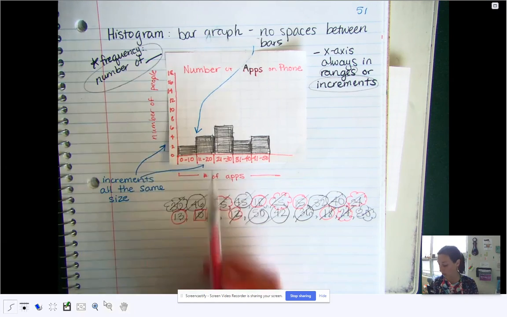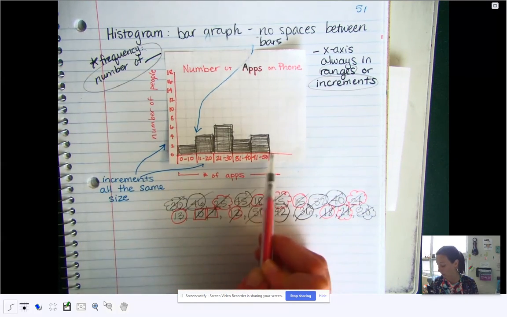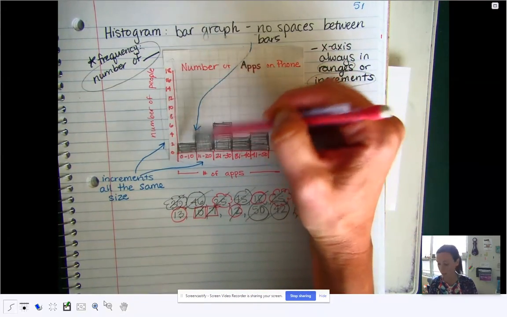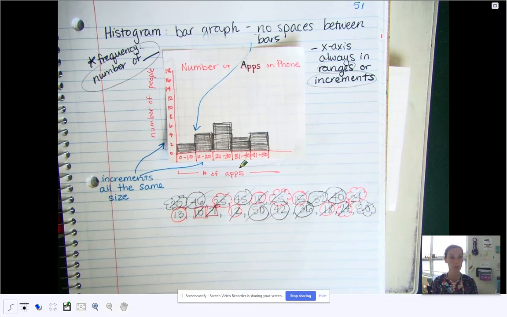The trickiest part of a histogram is choosing the ranges if they're not already given to you, and numbering the scale if that's not already given to you. So hopefully now you feel good about histograms.